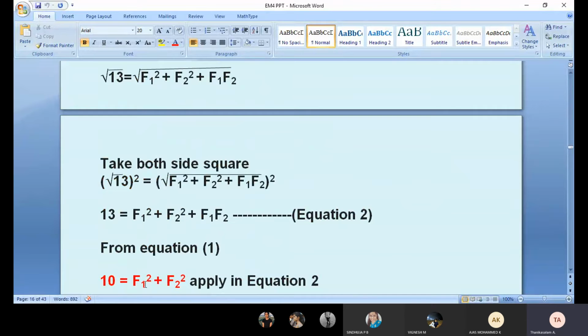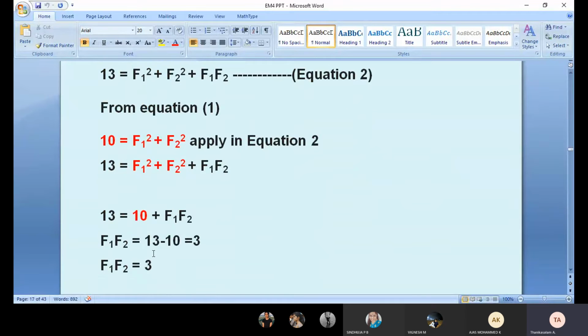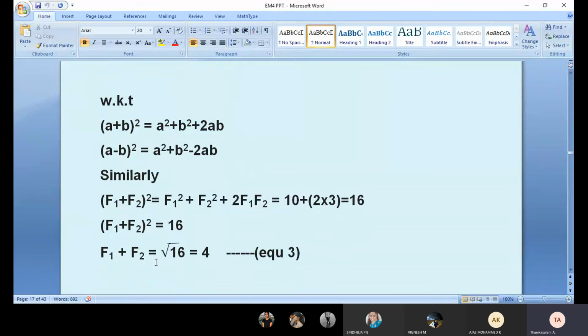So already we know F1 squared plus F2 squared equal to 10. So I apply again here in equation 2. Therefore, 13 equal to 10 plus F1 F2. Therefore, F1 F2 equal to 13 minus 10. So we have F1 F2 equal to 3 and F1 squared plus F2 squared equal to 10. So we applied this basic law, which we studied in 6th or 7th standard, A plus B whole squared. We got 16. Therefore, F1 plus F2 equal to 4.